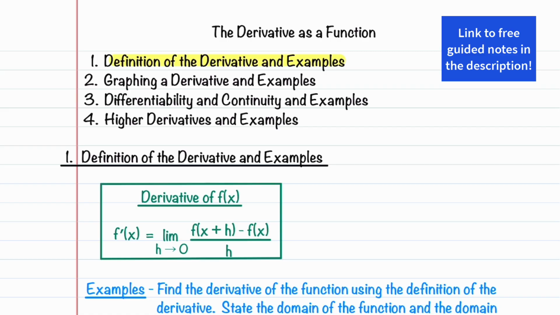You'll learn how to graph a derivative from the original function's graph, see where a function is differentiable or not, and discover what higher derivatives tell us about how rates of change keep changing.